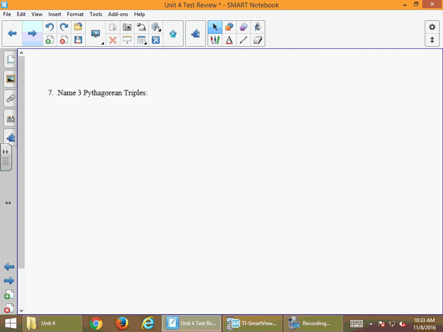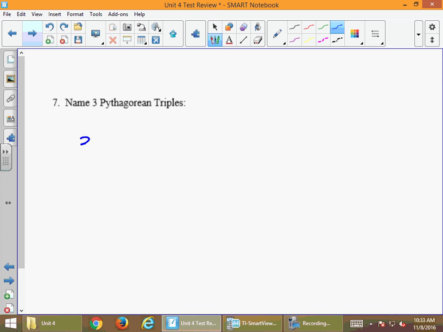For 7, it says name 3 Pythagorean triples. So what is the most basic of those Pythagorean triples? 3, 4, 5. If you can just remember 3, 4, 5, you're going to be perfectly fine. Because if you can remember 3, 4, 5, what can we do with those numbers to get another one? It's about the same number. So pick a number, does not matter. Any number. 2. So 3 times 2 is 6. 4 times 2 is 8. 5 times 2 is 10.